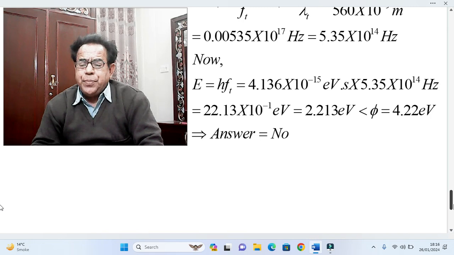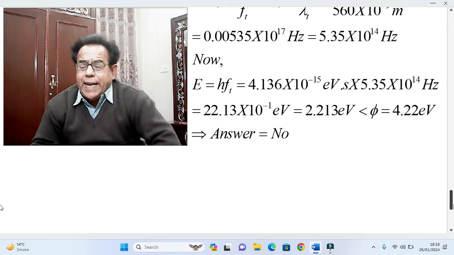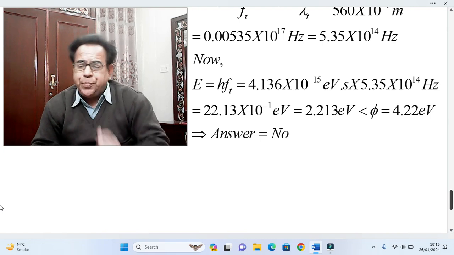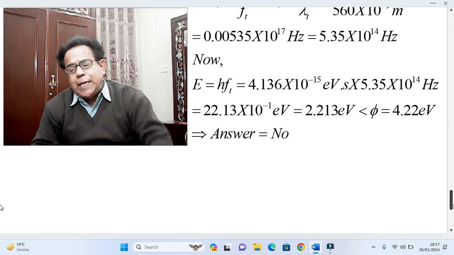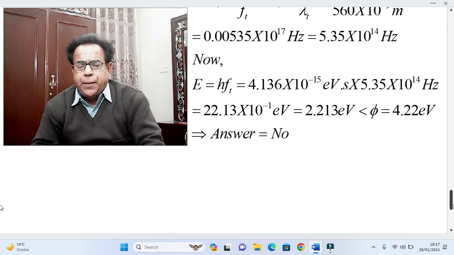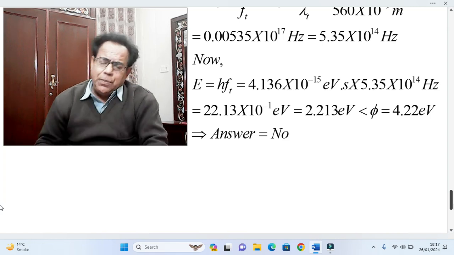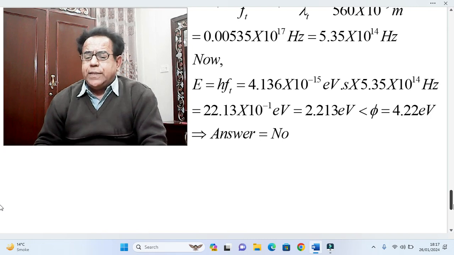Here, dear students, second and hertz will cancel each other, because hertz is equal to 1 over second. So second multiplied by hertz will become unity. So our energy E will become equal to 22.13 into 10 raised to the power minus 1 electron volt. In order to remove this 10 raised to the power minus 1, the decimal will be shifted one step backward. So our answer will become E equal to 2.213 electron volt.